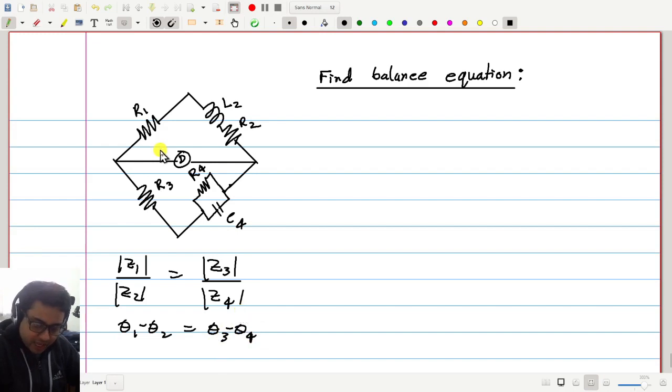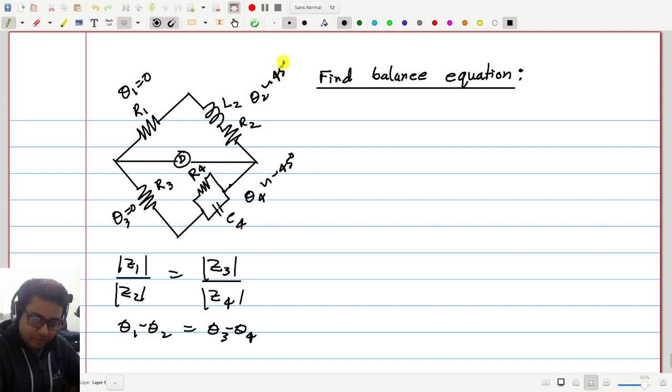Or I can also say that theta 1 plus theta 4 should be equal to theta 3 plus theta 2. But you see, here theta is how much? 0. Here how much? Something between 0 and minus 90 degrees. Theta 4 is, let me write, minus 45. It's not minus 45 necessarily, I mean to indicate it's somewhere between 0 and minus 90. This is between 0 and plus 90.